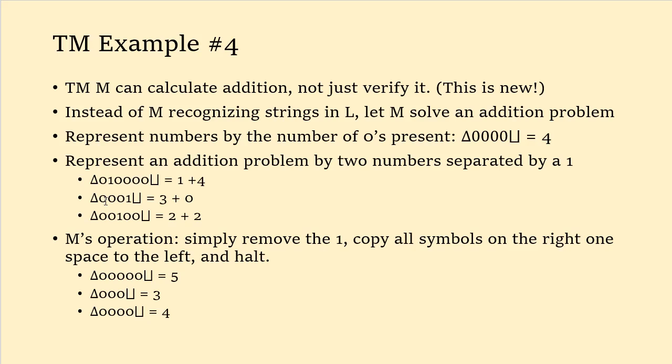And this is a pretty simple operation. Start on the left, go until you find the 1, remove it, and then copy everything to the right of the 1 one space to the left. So when you remove that 1 and copy everything one space to the left, you get a 5. For the second one, you get a 3. For the third one, you get a 4. So we're doing computations here.